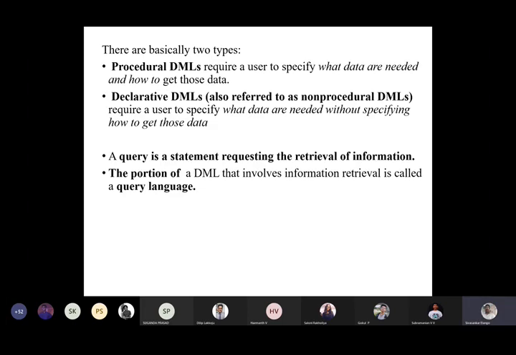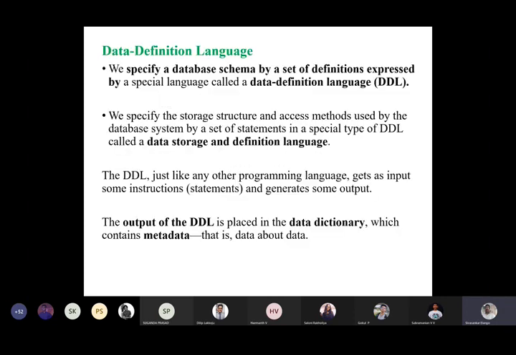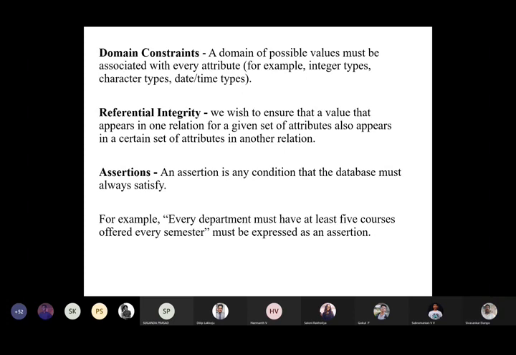Then we discussed the basics of DDL, DML, and DCL. DML is used for inserting records into a database, updating information, and deleting information from your database. We discussed procedural DML and non-procedural DML, right? Data definition language is used for schema definition. The output of DDL is placed in the data dictionary, which is also called metadata, data about data, right? In DDL, you would have also explored the different constraints: domain integrity constraints, referential integrity constraints, and assertions, right?